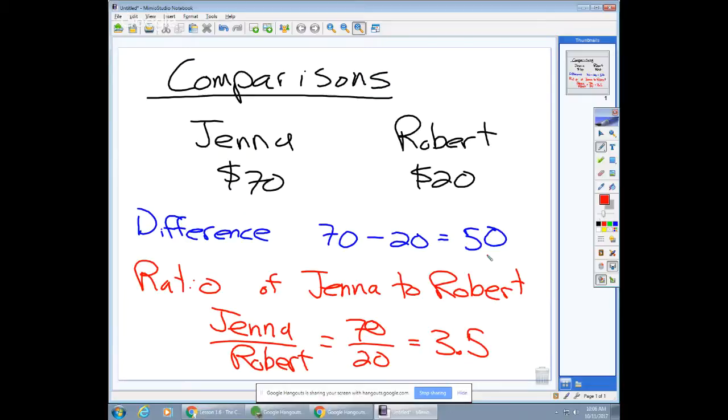So here's what I'd like you to do. Write me a sentence explaining what this 3.5 means. And just a warning, don't worry about writing a wrong sentence. Just write a sentence. My belief is 8 out of 10 people will get this wrong. No big deal. We just want to try and correct it now.